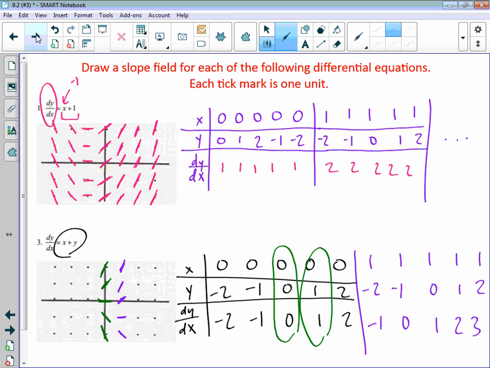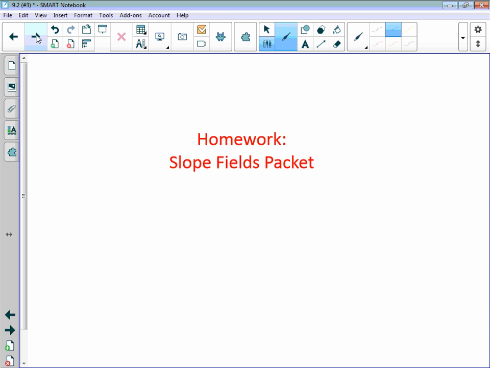Okay, so then your homework for this, there's a slope fields packet. I already handed that out to you. It's way easier than trying to do book work. We used to do book work and you had to try to sketch your own and it didn't give you guidance on what points to use, so that's a lot easier to deal with. So if you have questions on it, just ask.